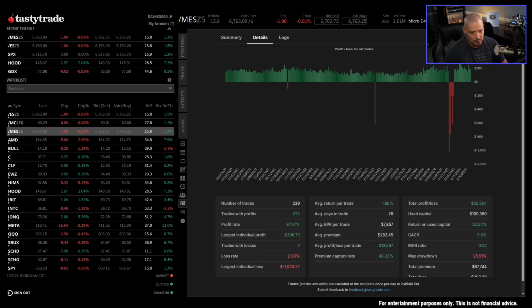On average, you receive a premium of 283. So in SPY, SPY is twice as big as MES. So in MES, you're going to receive an average credit of 140 per trade.